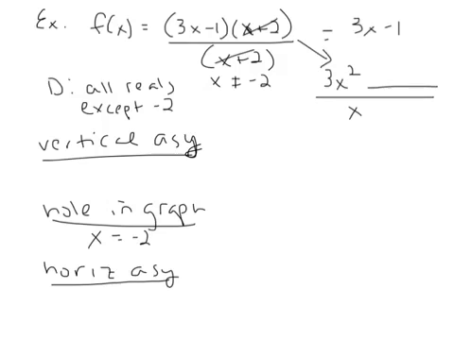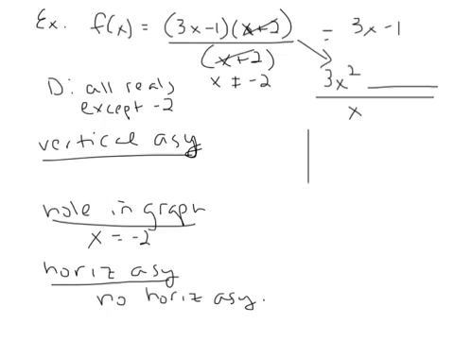So when I look at the degree here, here I have a degree of 2, here I have a degree of 1. So my degree of my numerator is greater than the degree of the denominator. So in this case, I don't have an asymptote. So there is no horizontal asymptote because the degree in the numerator is 2 and this one's only 1. So my rule says there are no horizontal asymptotes.